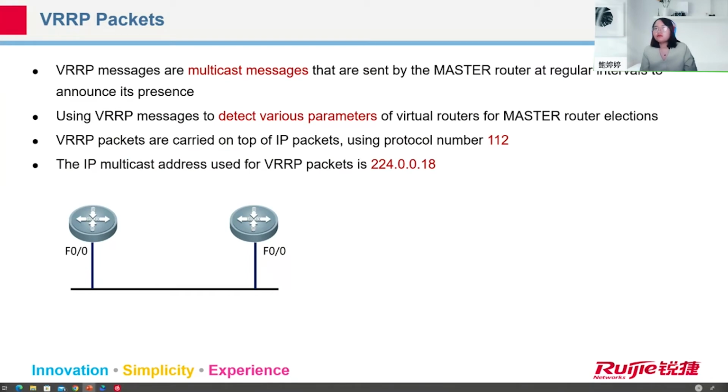And the VRRP packets are directly encapsulated into IP. This is different from DHCP, and the protocol number is 112. Because we say we use a multicast message to send VRRP, the address is 224.0.0.18. Okay, so if you deploy VRRP in your network and use Wireshark, you can get lots of VRRP packets, and they are sent to the multicast address.